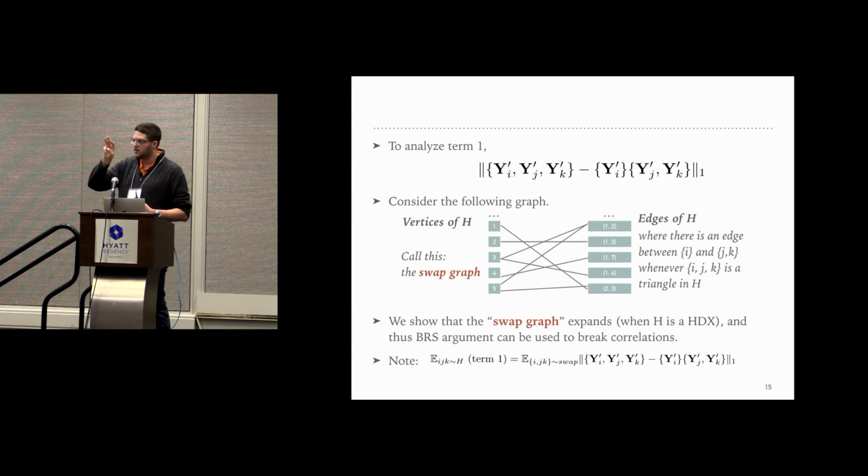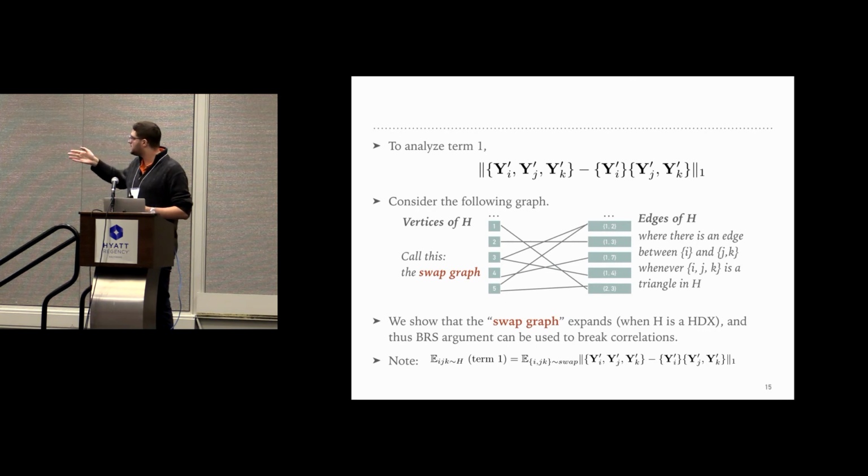So I have a triangle, and I'm splitting it into a singleton and an edge. So now I consider the following graph. Okay, it's a bipartite graph. On the left-hand side, I'm going to have the vertices, and on the right-hand side, I'm going to have the edges. And I'm going to put an edge between a vertex and an edge when they form a triangle. Okay, so this graph I'm going to call the swap graph of H. And what we show in our work is that this graph expands.